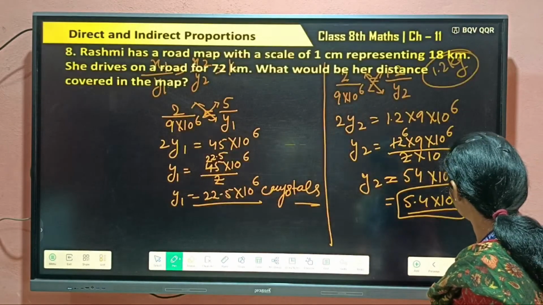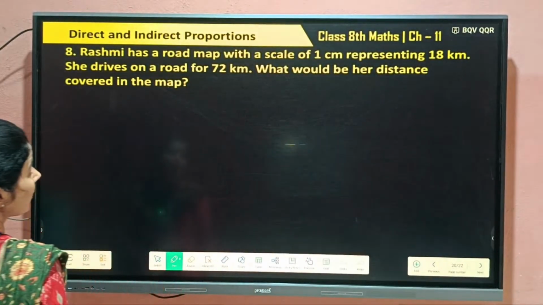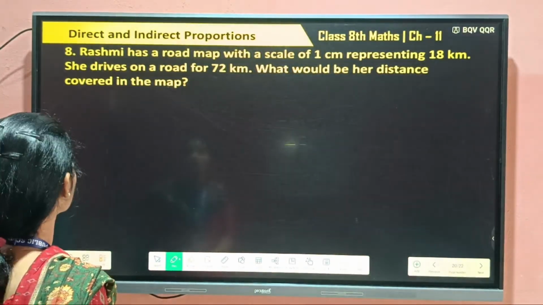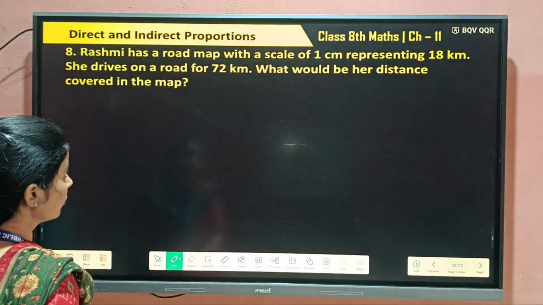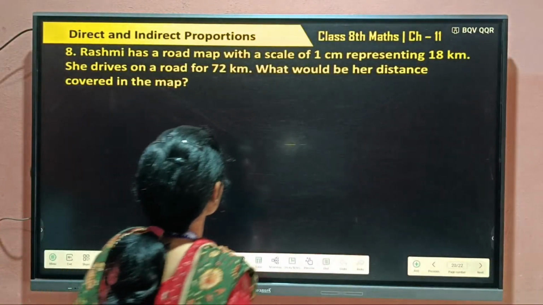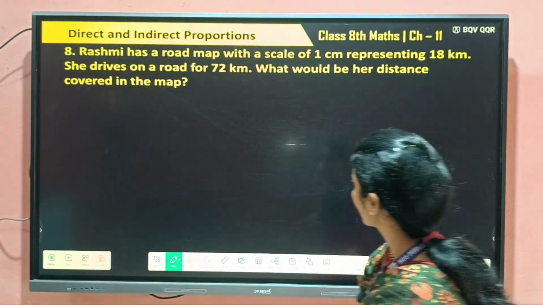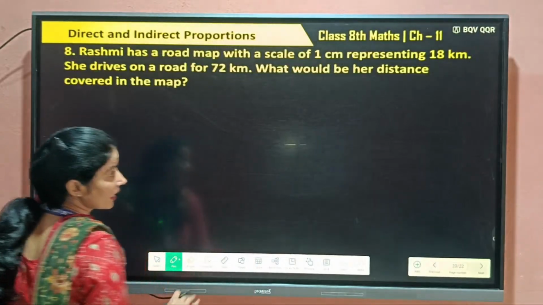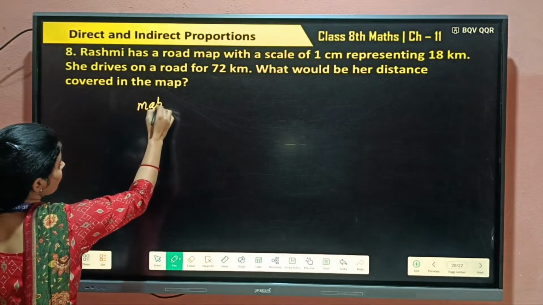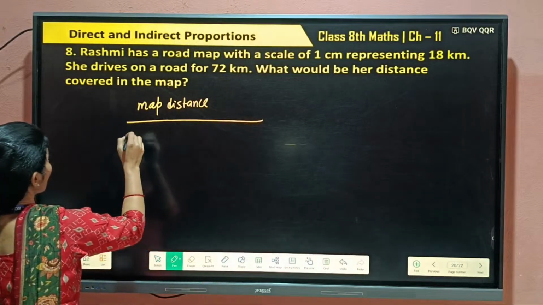Next question. What is the next question? Rashmi has a road map with a scale of 1 centimeter representing 18 kilometer. She drives on a road for 72 kilometer. What would be her distance covered in the map? We can consider map distance and actual distance. This is map distance, and this is road distance.